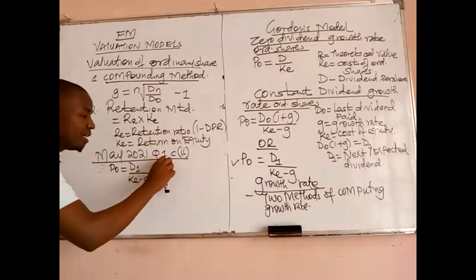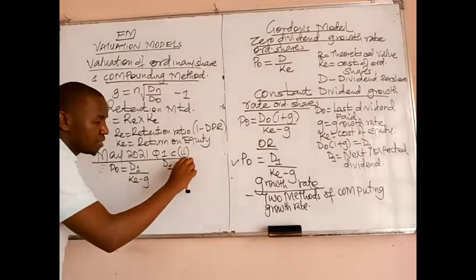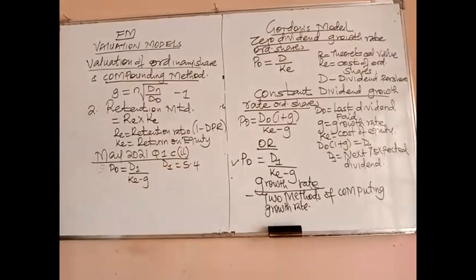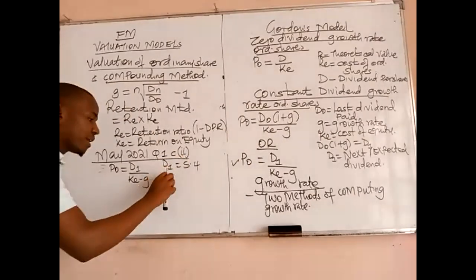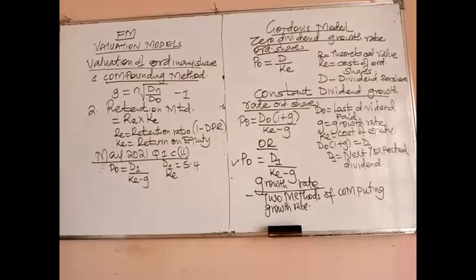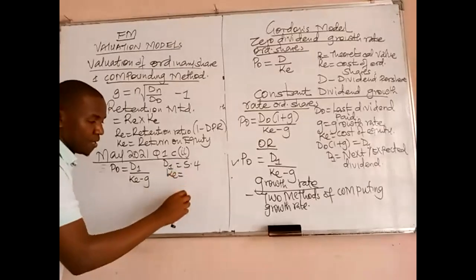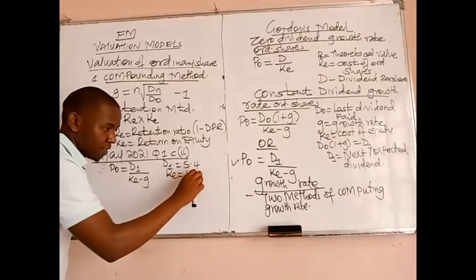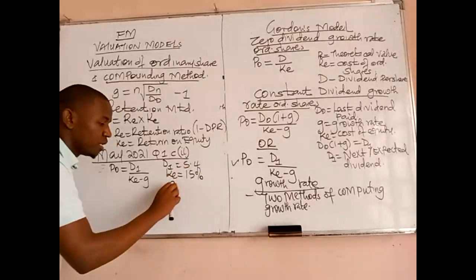So we have the D1, which is 5.4. Yes. We also have the Ke. This is the required return on equity, which is how much? Yes, 15%. We also need to have the what?